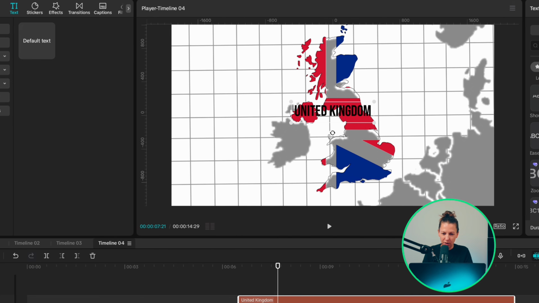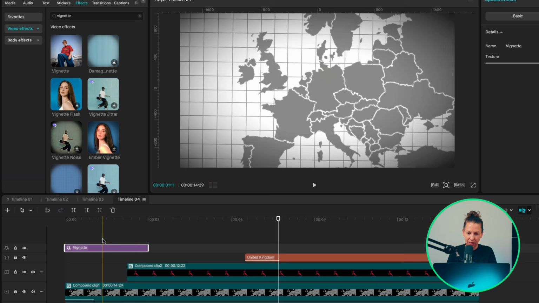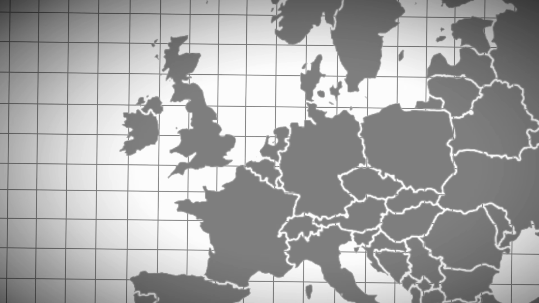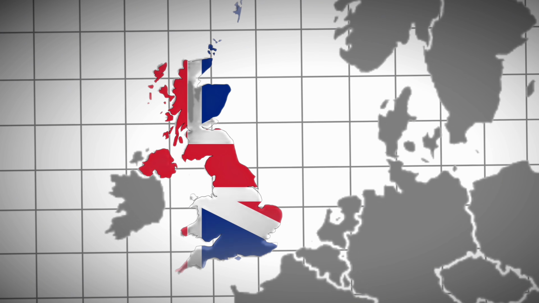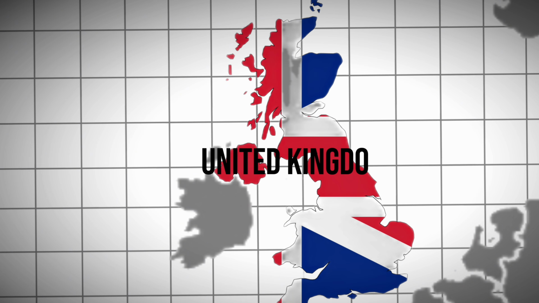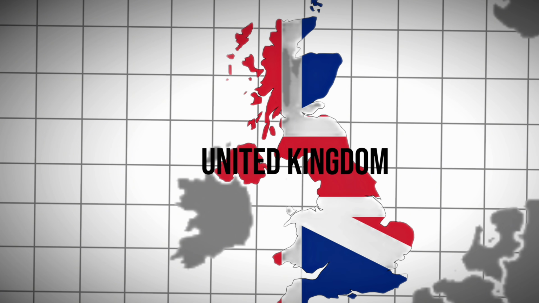Looking good. For the final touch, go to Effect, search for Vignette and place it above your layers. Adjust the texture if you like. I'm leaving mine at 100 and there it is. You've just revealed and highlighted a country on the map, and because the map and the motion background move together, the result feels much more cinematic.